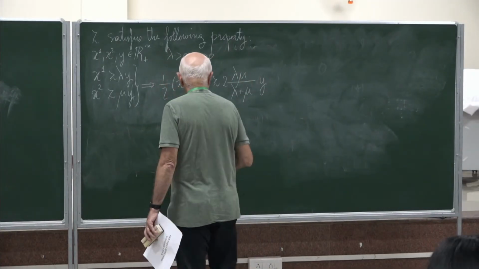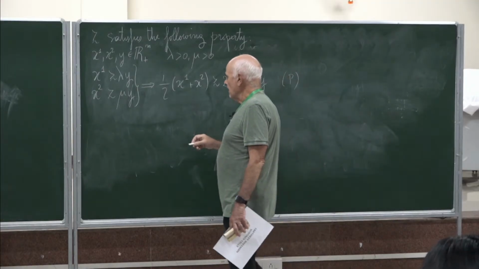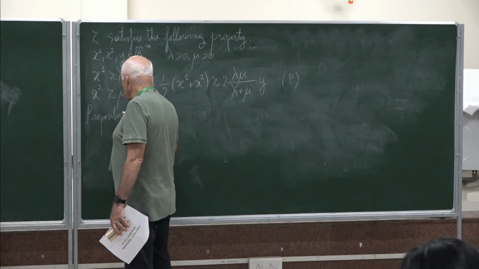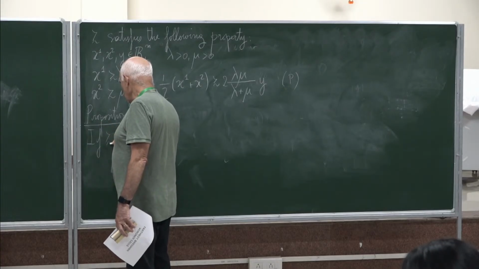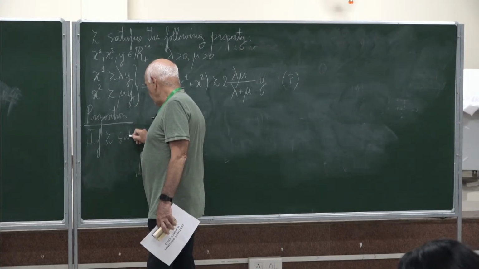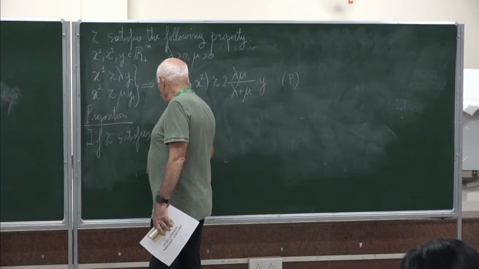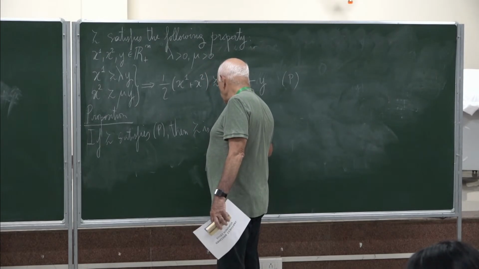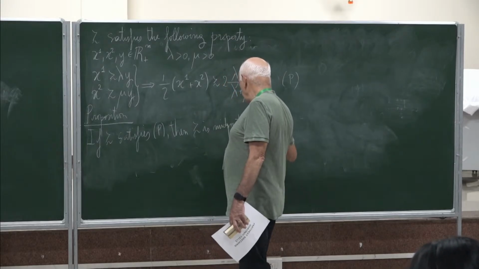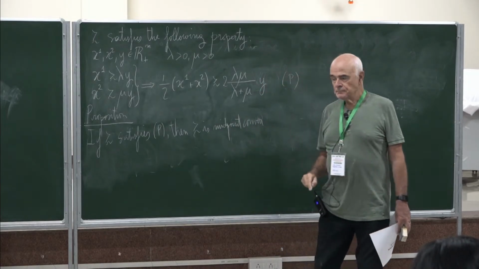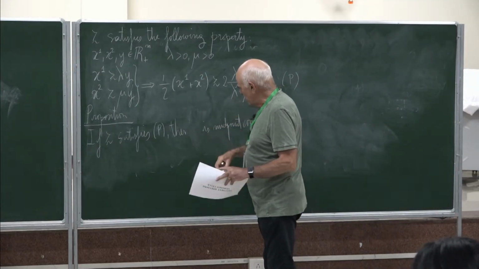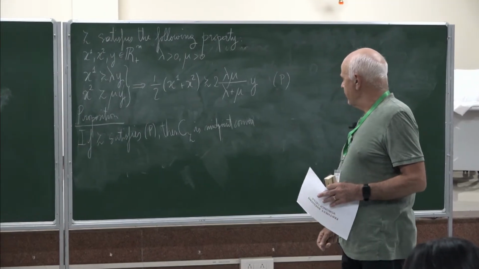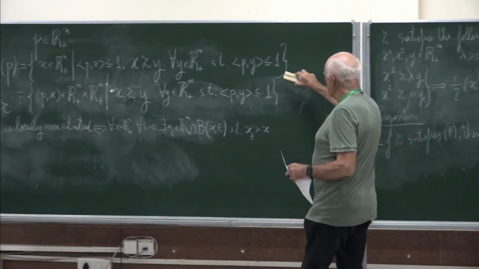Then, let's call this property P. Proposition: if this satisfies P, then this set is midpoint convex. Let's prove it.